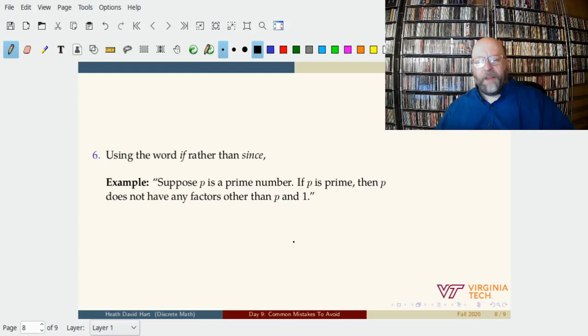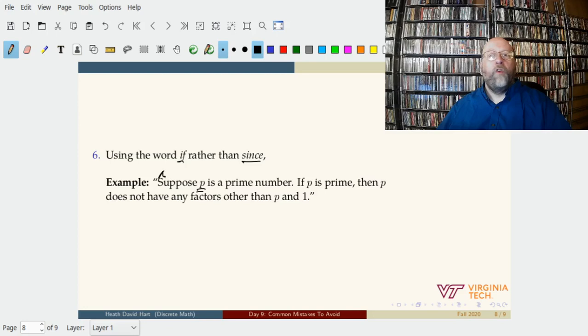This is an easy one to fix. This is one of the easier ones, using the word if rather than since. We use the word if a lot when we're talking about molecular statements, when we're combining statements together into an if-then form, where P is an unknown and Q is an unknown, and then we say if P then Q. But when we're proving something and we have already made the supposition that P is a prime number, this is no longer unknown. We don't wonder whether P is a prime number. We know that it is, because that is our first statement to prove.